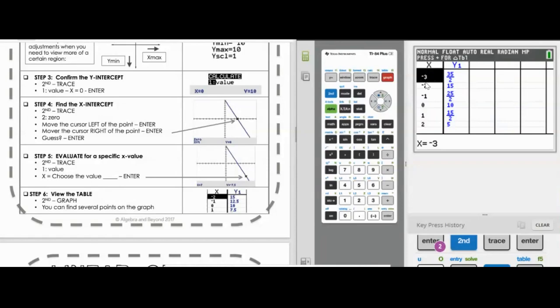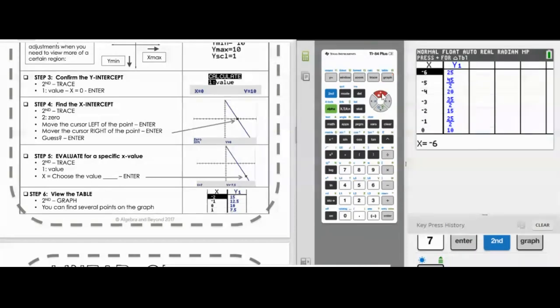If you need to see other values of x, you can use your up and down arrows to move up and down the table. Every single one of these x values is paired with a y value, and each of these represents a point that is on our graph.